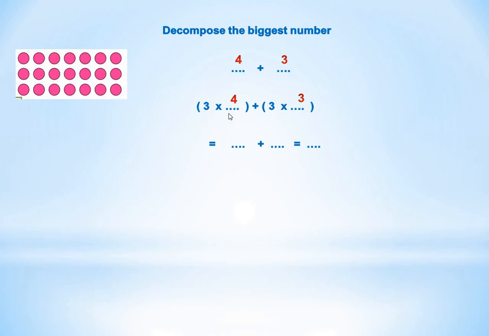We will put number 4 in the first part and number 3 in the second part. We will finish the first part and we will finish the second part, then add these two parts together. 3 times 4 is equal 12. Excellent. 3 times 3 is equal, not 6, no, it's equal 9. 12 plus 9, can you add 12 plus 9? Yes, 12 plus 9 is equal 21.